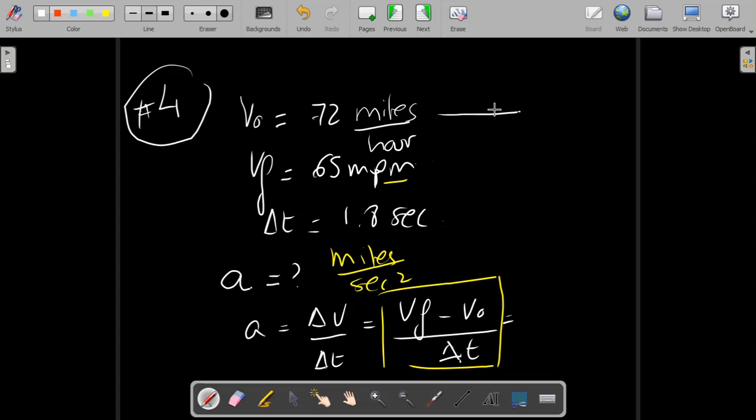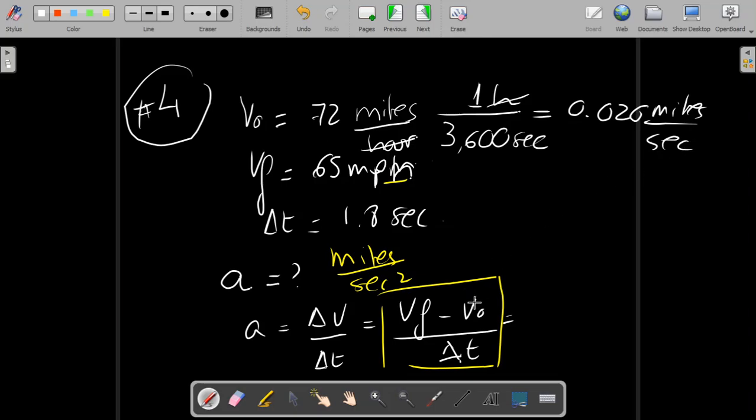So now I can put that. 1 hour is 3,600 seconds. So don't get confused. They give you the information like this, but that means this, miles per hour. So the hour is right here, so I can cross it, and I can be left with my seconds. And if I do this, this velocity is the same as 0.020 miles per second, which is what I'm going to use here for my acceleration.